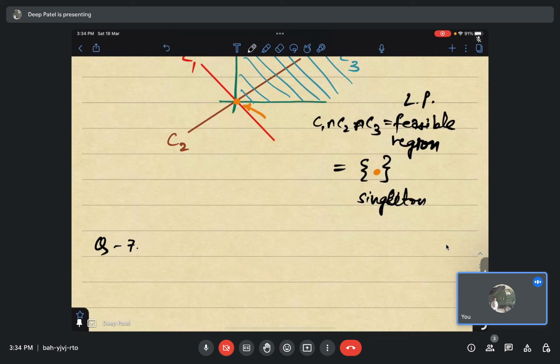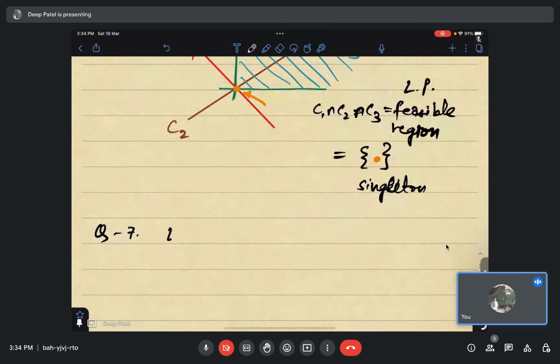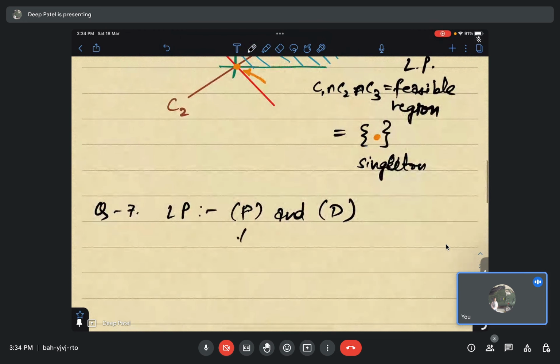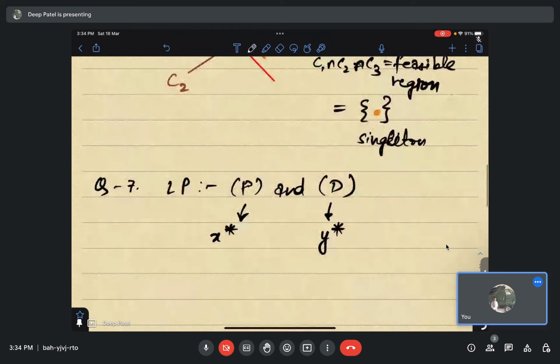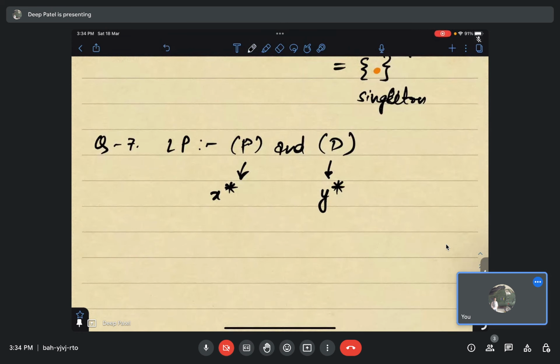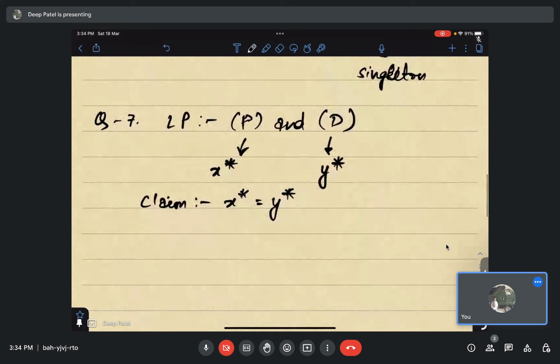Okay, question 7. So we are looking at an LP, the primal and the dual. I'll denote them by bracket P and bracket D. Let's say the primal solution is X star, and the dual solution is Y star. Then the claim is X star equals Y star. Is this true? Yeah, this is true by strong duality.